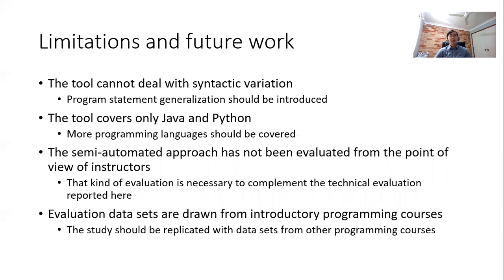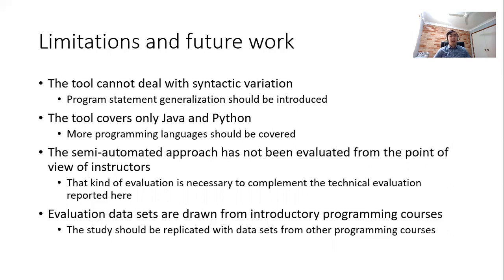We have 4 limitations that result in 4 future works also. First, the tool cannot deal with syntactic variation, which means that program statement generalization should be introduced at the tokenization stage. Second, the tool covers only Java and Python. More programming languages should be covered.